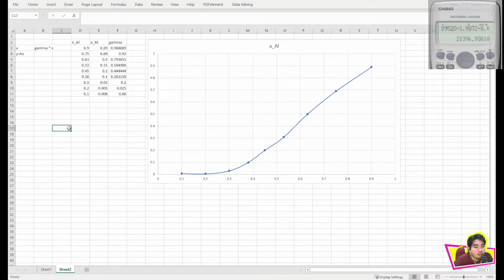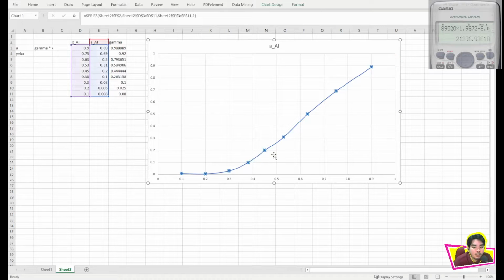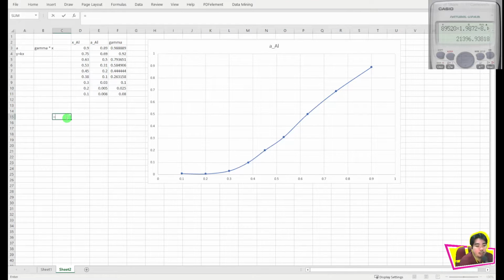So, to get 0.49, gagawin lang natin is we just interpolate, no? Since they are fairly close, if you look at 0.45, this point right here, and 0.53, and if you look at this part, fairly linear naman siya, so we can assume na linear interpolation lang gagamitin natin. So if it's linear interpolation, then we do 0.